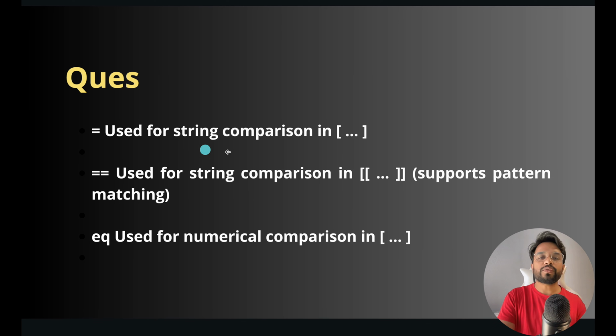Single equal to means used for string comparison, which is true. This is also used for string comparison in double brackets because we have been using the double brackets only, but it also supports the pattern matching.